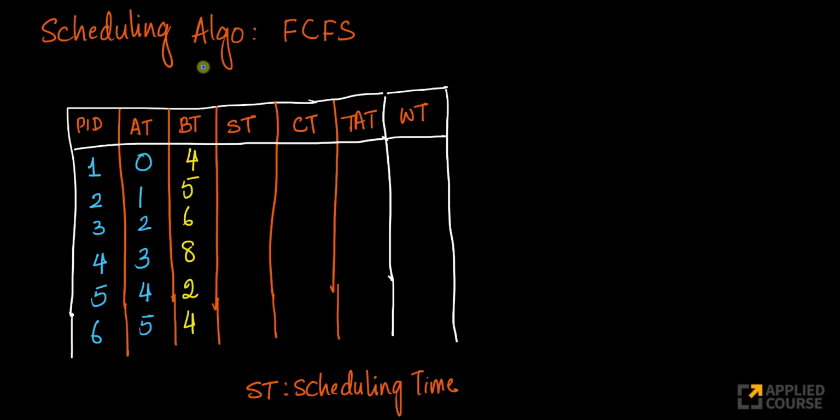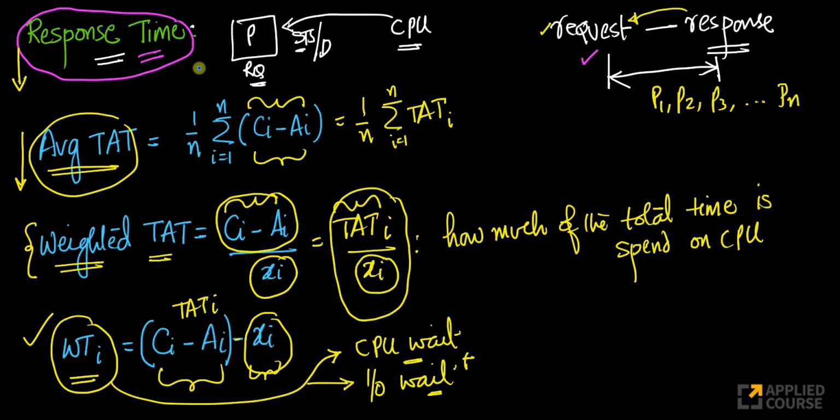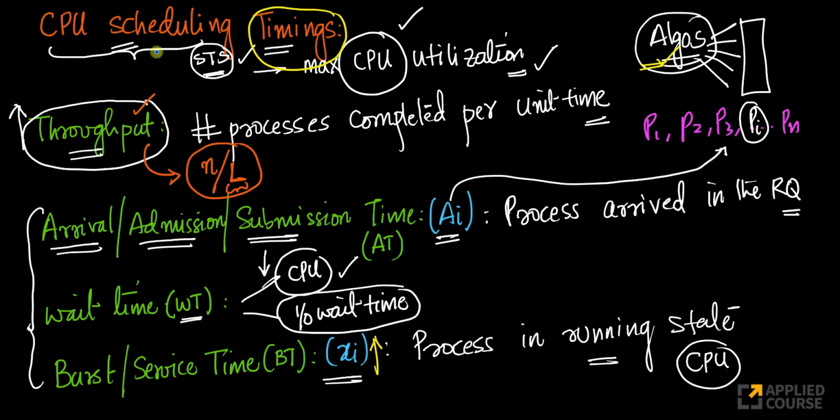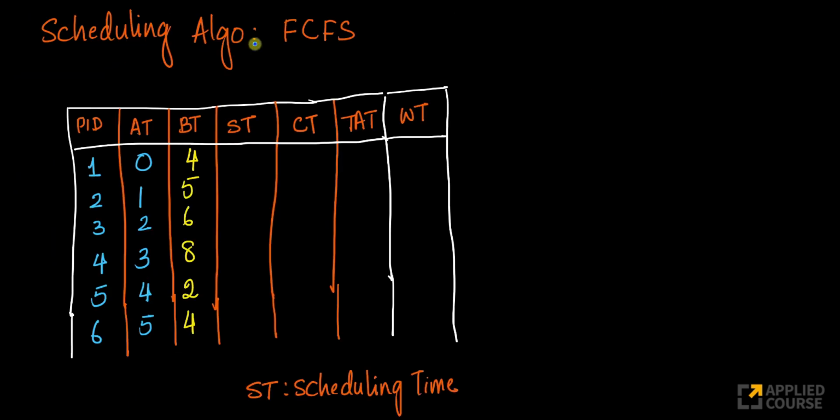So since we have learned about a bunch of metrics in the previous video that we care about when we're designing, like all these metrics or all these timings that we learned about as far as CPU scheduling is concerned, let's actually look at some CPU scheduling algorithms, right? We'll just refer to them as scheduling algorithms for short. Okay. The very first one and the simplest one is called first come first serve.